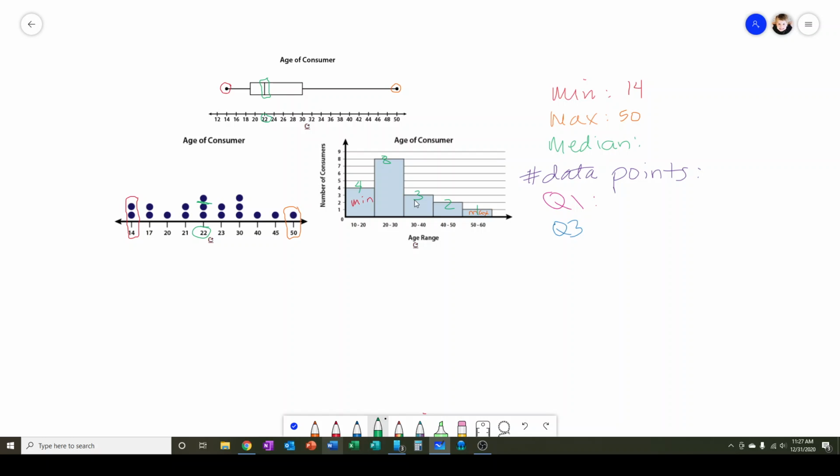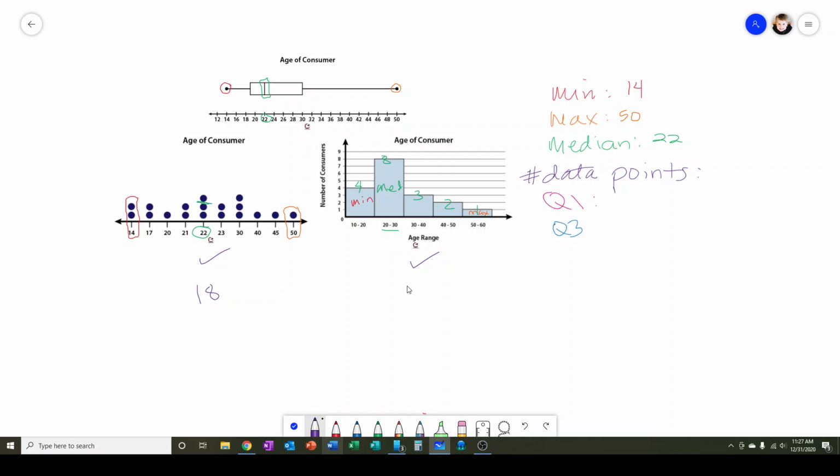So again, 18, half of 18 is 9. And so that means we want 9 on one side and 9 on the other. Well, this is 5, 6. So 6 and then 4. That means the median is going to be in this section here in this interval. So because it's in between 20 and 30, it does not disqualify this data display. So we'll put 22. And then the number of data points, we can match it up here and here. This is 18 and 18.